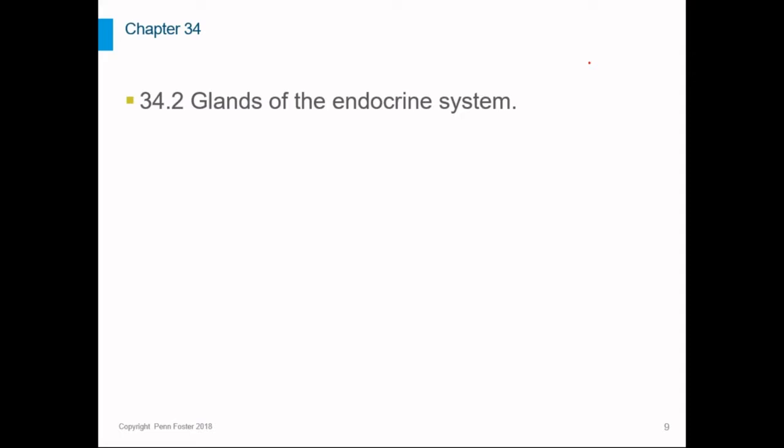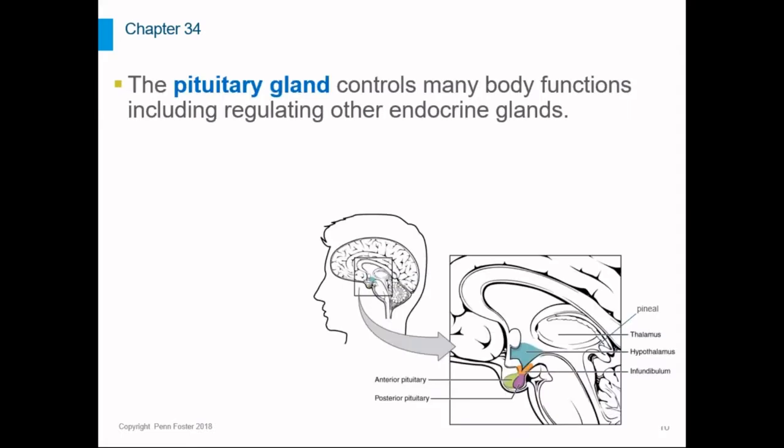The next section, 34.2, is about glands of the endocrine system. We're going to be going over some of the functions of the major glands. So the pituitary gland controls many body functions, including regulating some other endocrine glands. And it's at the base of the brain. Here's the pituitary.